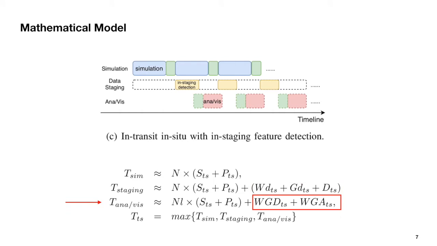The last component is the analytic or visualization task. One important parameter is NL. It represents the index of the last iteration that generates the interesting data for the simulation. The term WGD represents the time to wait, get, and process the in-staging detection for this data in the data staging service. And the WGA represents the time to wait, get, and process the actual analytic or visualization tasks for this data. Therefore, the total workflow execution time in this case depends on the longest one among those three components.